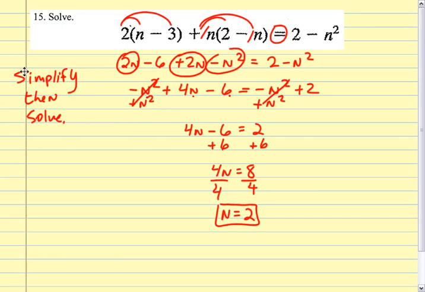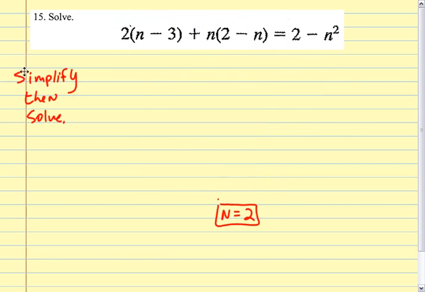Let's see. The answer's 2. All right, let me go up here. I'm going to plug in 2. So that's going to be 2 times 2 minus 3 plus 2 times 2 minus 2 is equal to 2 minus 2 squared. Right?